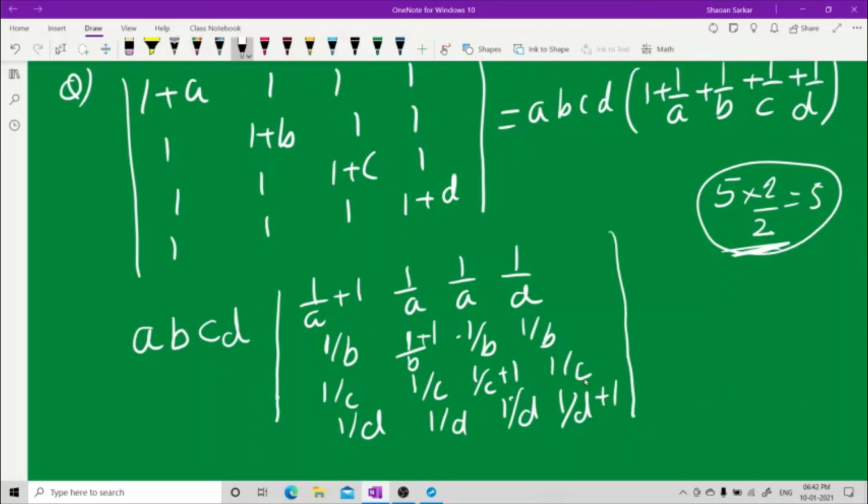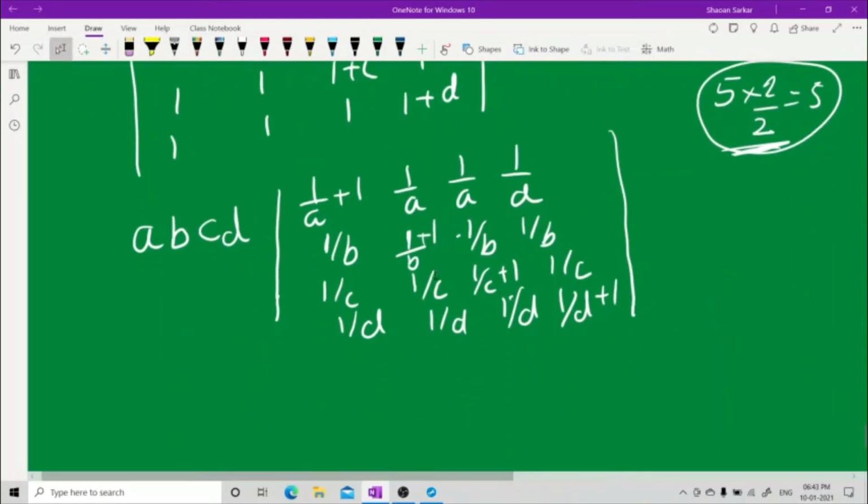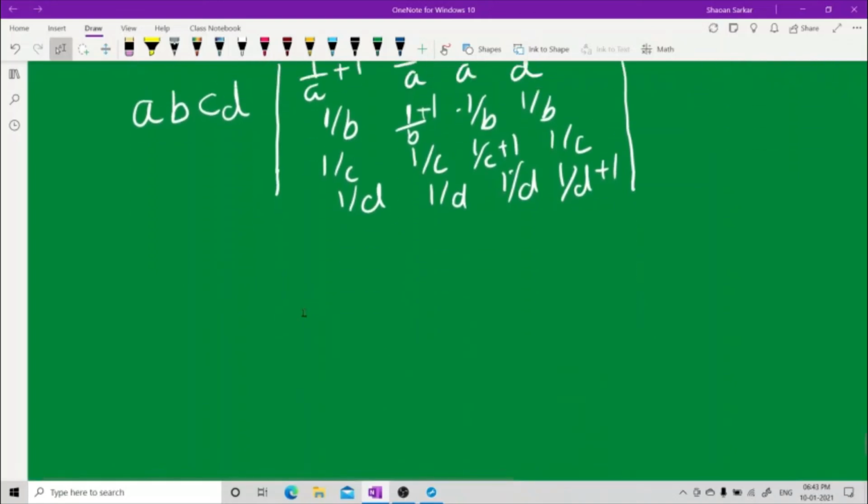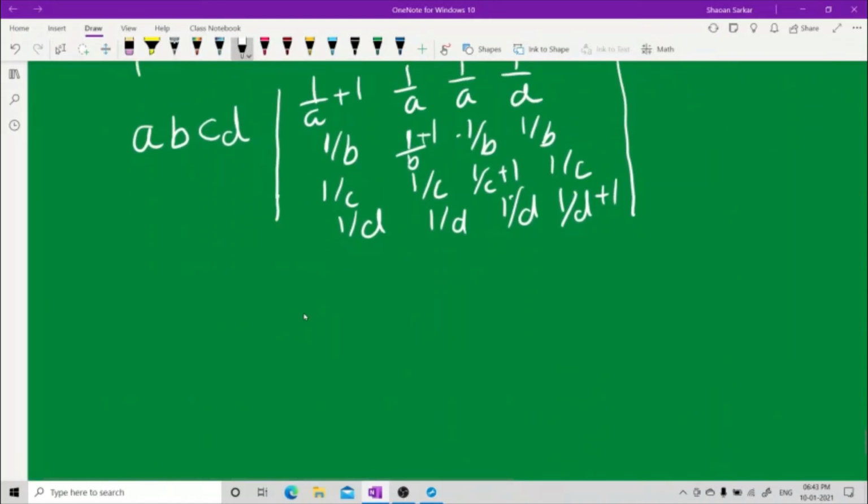Now the idea is to get this combination. To get this combination, I need to add all the rows. Let me take more space. Now you see A, B, C, D. Let me write the operation for you first. R1 is to be replaced with R1 plus R2 plus R3 plus R4.